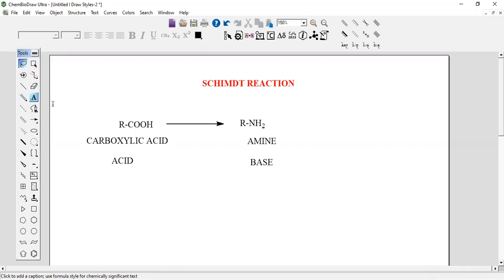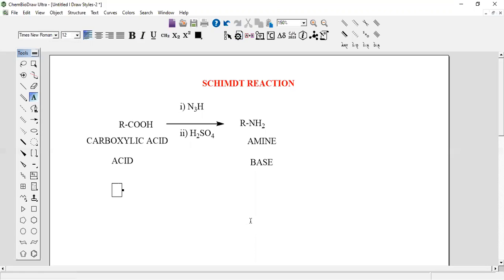The different reagents we can use: number one is HN3. Can anybody tell me the name of HN3? HN3 means hydrazoic acid. Another one we can use in this case is sulfuric acid.